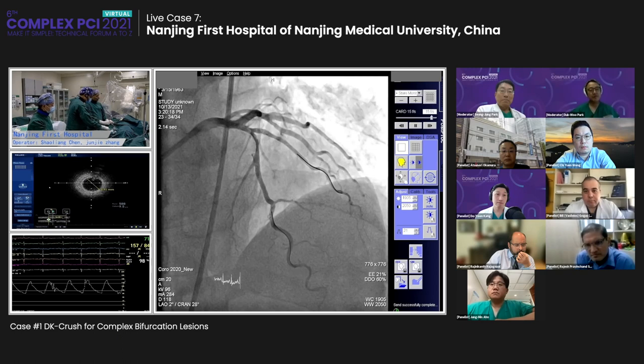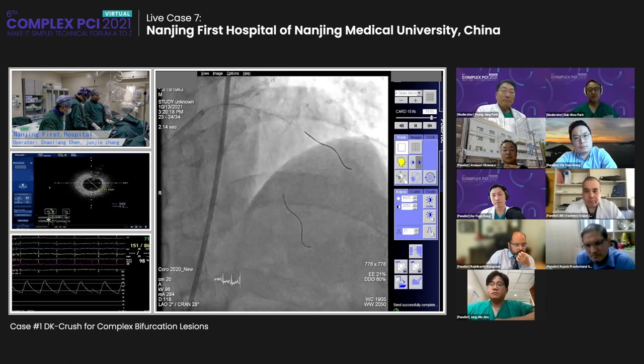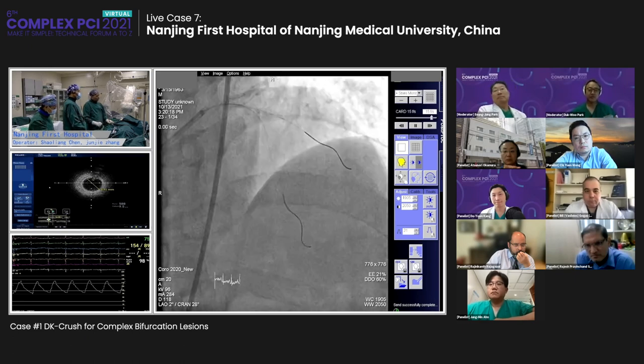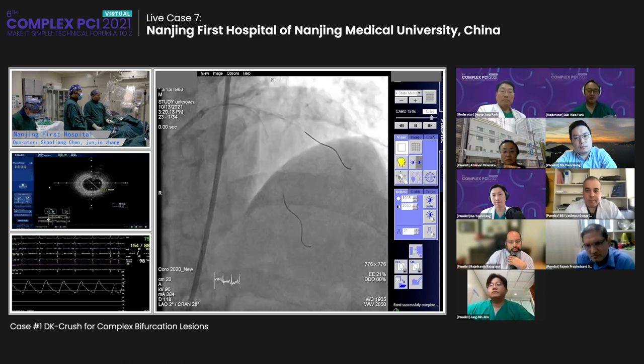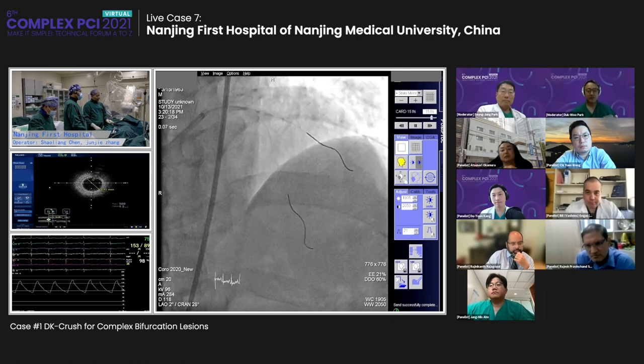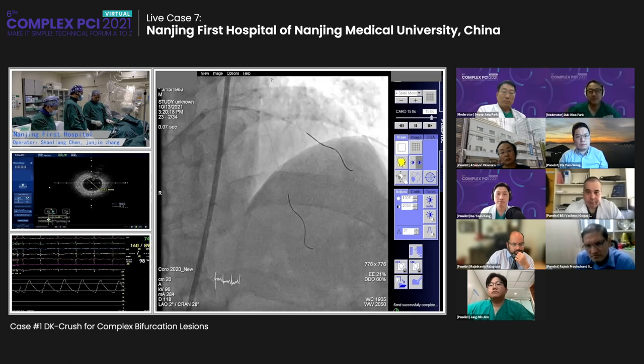Exactly. If the lesion is not too severe, with no severe calcification, I personally prefer to use one large non-compliant balloon to do the balloon crush. But here you can see the proximal LAD looks very severely calcified, while the distal LAD looks good. Also, from the angiography, the calcified lesion is downstream of the LAD. So this is why I need to use two balloons.